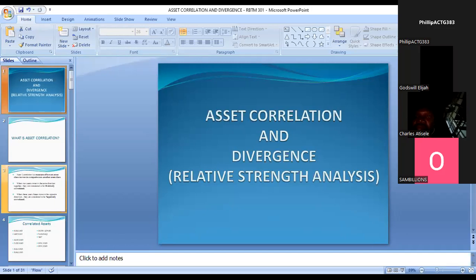So now, what is divergence? Divergence is simply a crack in correlation between two correlating assets at a given time. Now, imagine a husband and a wife moving together, holding hands. They're supposed to be going in the same direction. And all of a sudden, at a particular point in time, there is a crack in the relationship. They begin to have opposite views and perspectives. They are against each other, maybe for a period of time, and after a while, they come back again. That's what divergence simply means.